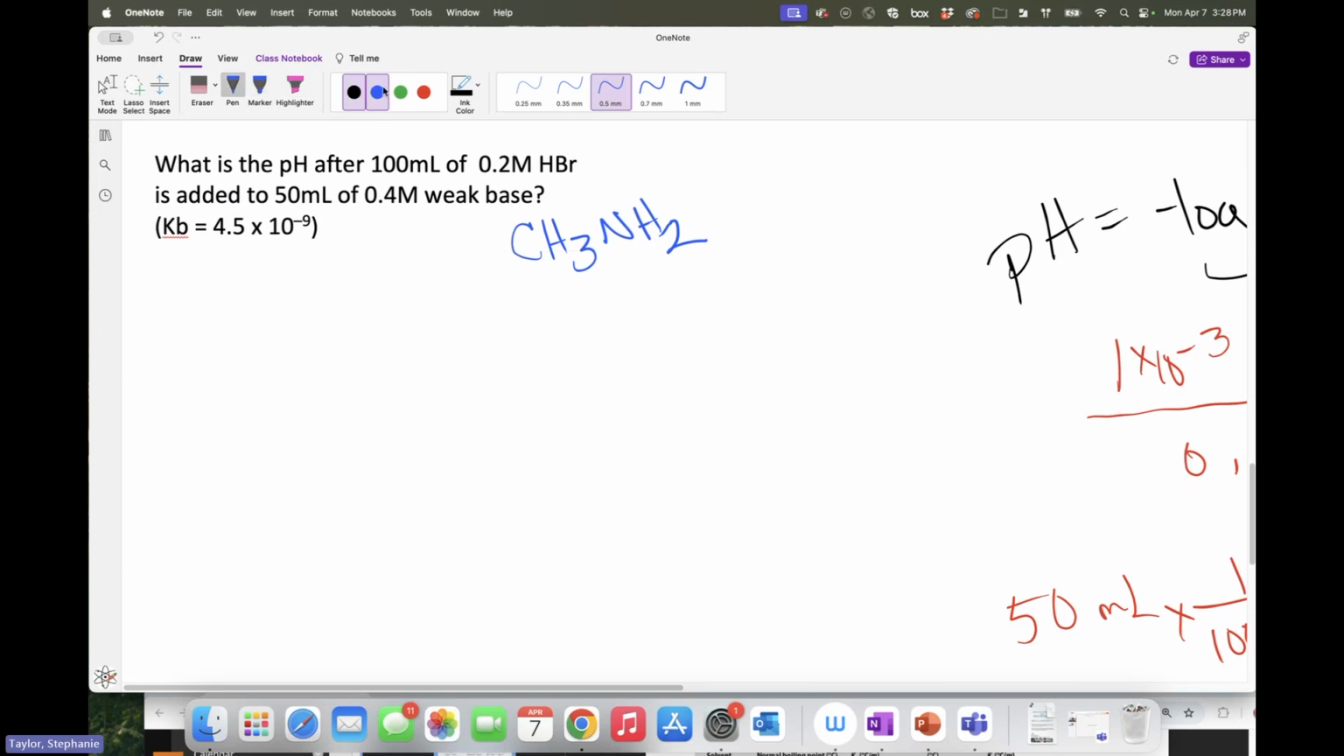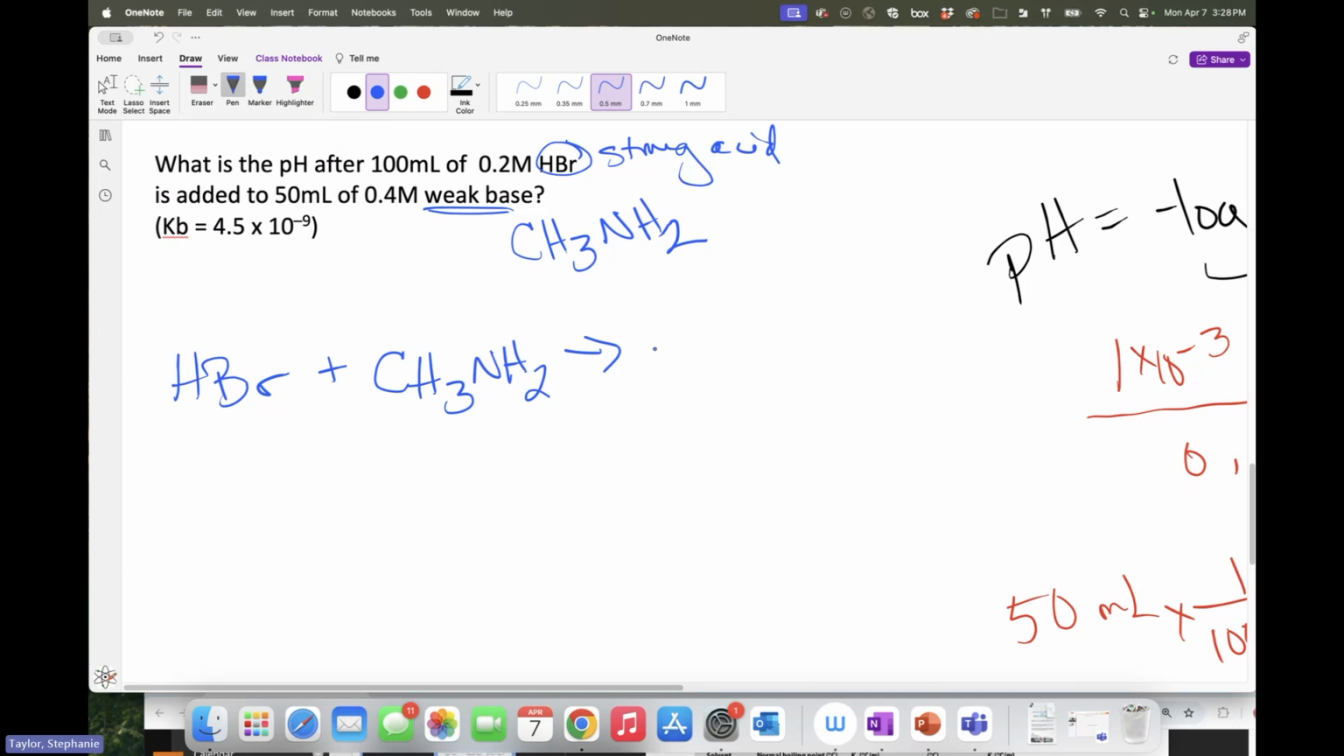So because I have a strong acid, here is my strong acid. And I have a weak base, granted it said so, but we're going to use this structure. I'm going to react them together first. So I'm going to have HBr plus this thing, ethylamine. And that is going to give me CH3CH2NH3+, technically, and Br minus.